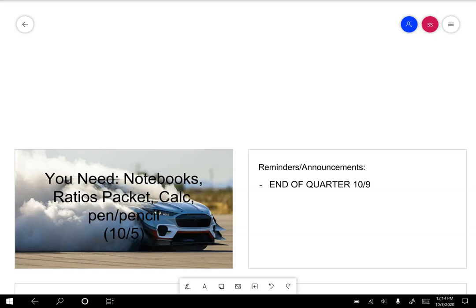All right, team, here is your classwork for Monday, October 5th. You're going to need your notebooks, your ratio packet, calculator, pen or pencil, and then if you are an online student and you got the Monday pickup this morning, actually it would have been last week that you had gotten this assignment with the Monday pickup.